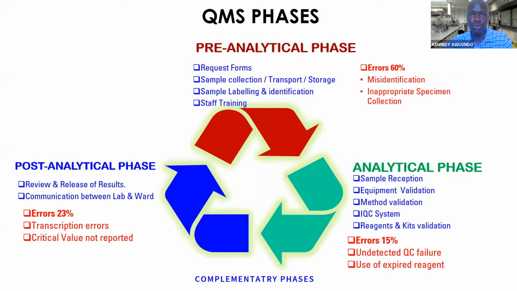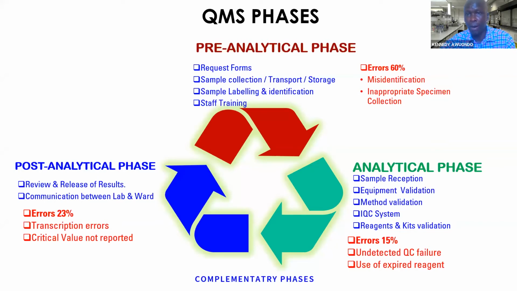So what are the phases of quality management system? If you are doing your quality management system, there are three main phases. One of them is the pre-analytical phase. Here it involves the laboratory request forms, sample collection and transport and storage, sample labeling and identification, staff training. And this is the phase with a lot of errors.